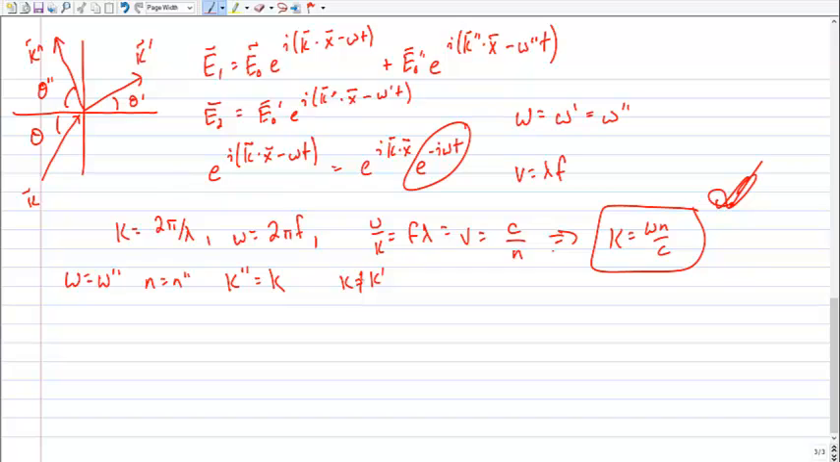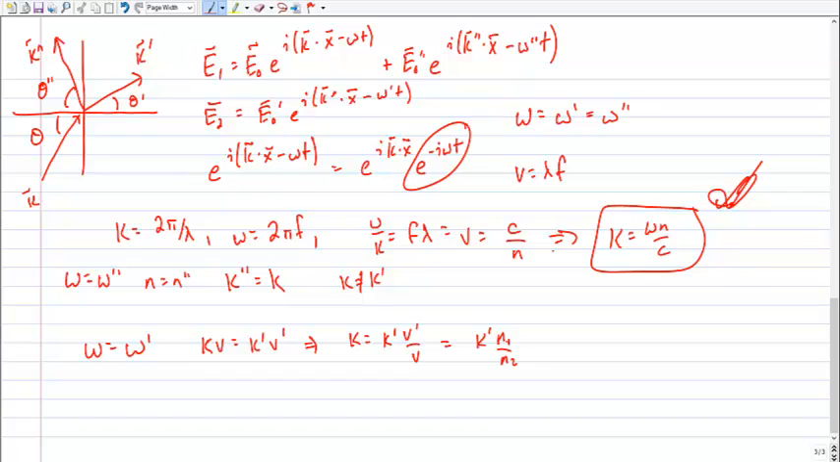Instead, what we're going to do over there is say, well, omega is still omega prime, which means k times v equals k prime times v prime, which gives us a way to solve for k prime in terms of k, or vice versa, by involving the indices of refraction.